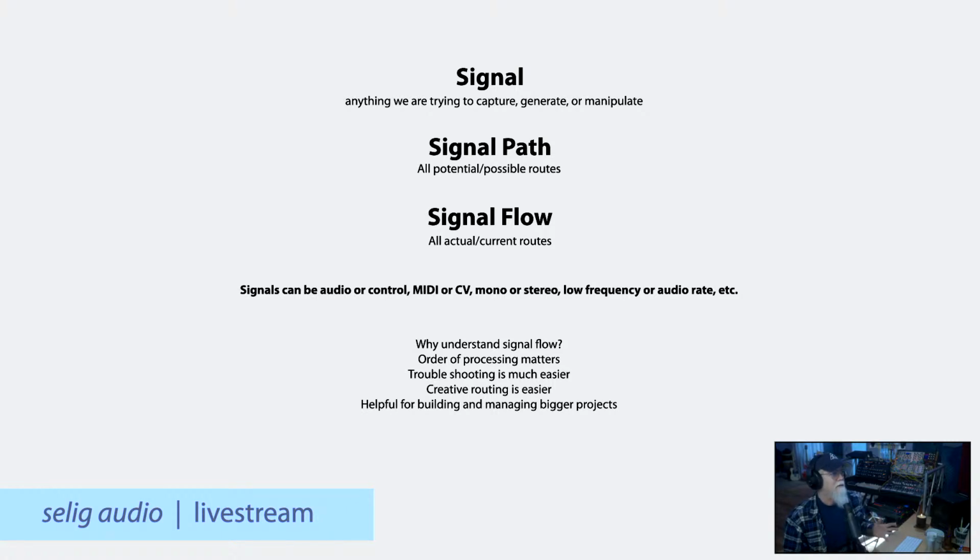So the signal is anything we're trying to capture, generate, or manipulate. I define signal path and signal flow slightly differently, not a biggie, but for the purpose of this little presentation, signal path is all the possible paths and routing options. So you could have the compressor before the EQ or after the EQ, but not both. And the signal path for a console, for example, would include all of those possibilities. The signal flow would be the actual signal flow at the moment that you're using it and that you're trying to explain, define, or track.